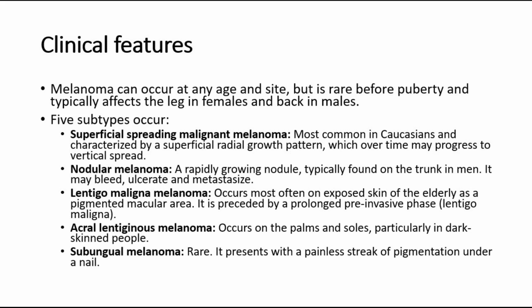Nodular melanoma, a rapidly growing nodule, typically found on the trunk in men. It may bleed, ulcerate and metastasize. Lentigo maligna melanoma, occurs most often on exposed skin of the elderly as a pigmented macular area. It is preceded by a prolonged pre-invasive phase.